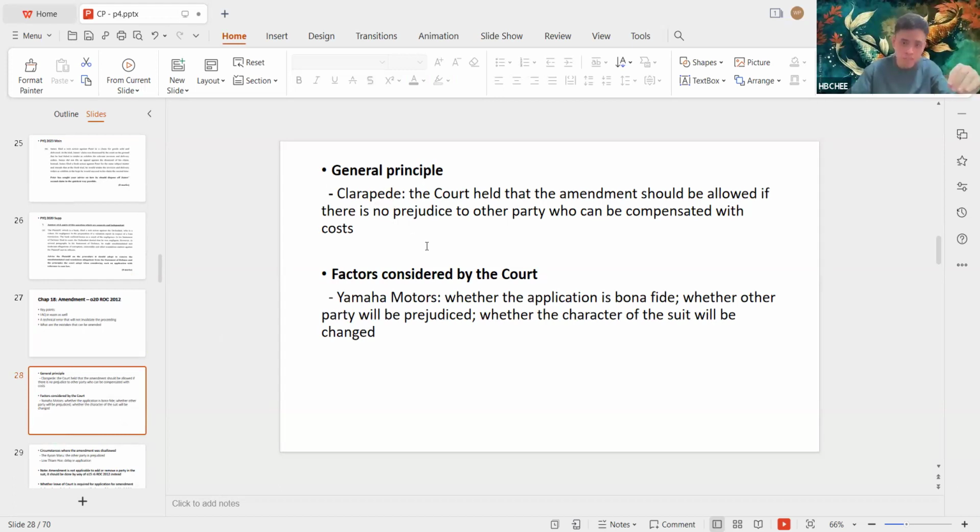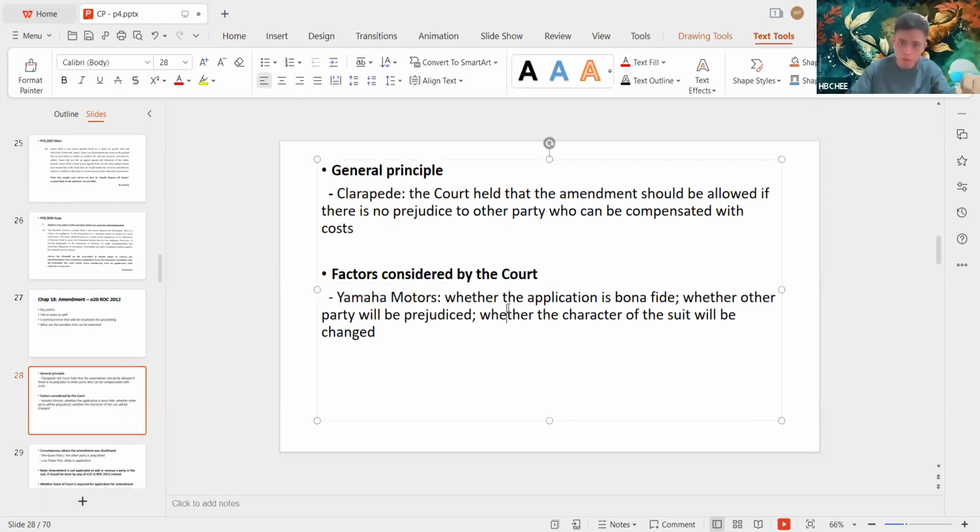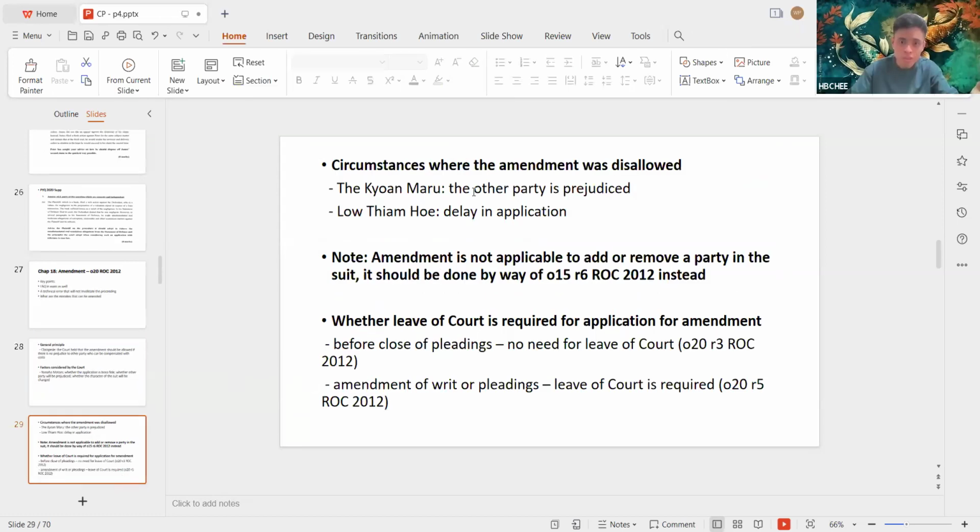And the factors considered by the court are laid out in the case of Yamaha Motor: whether the application is bona fide, whether the party will be prejudiced, whether the character of the suit will be changed. So we will now discuss the circumstances where the amendment will be disallowed. In this case, the party is prejudiced, and there is delay in application.